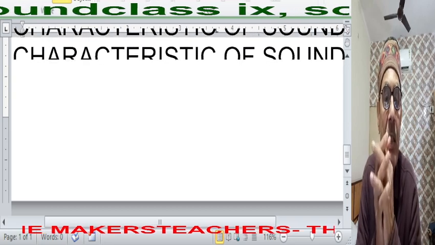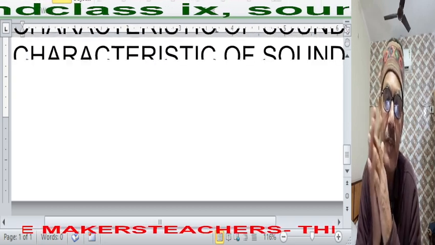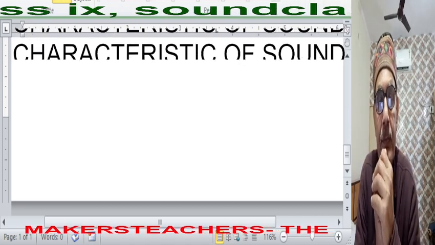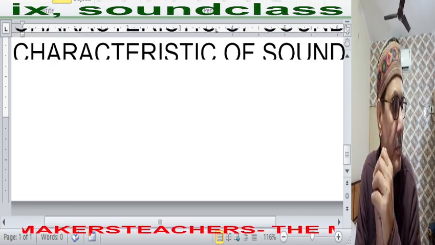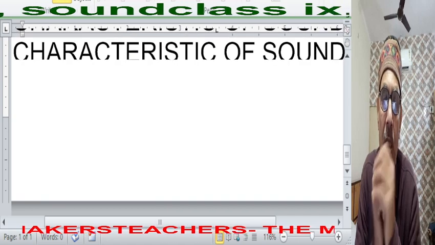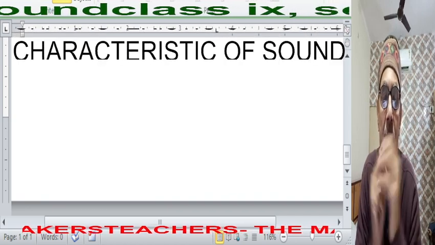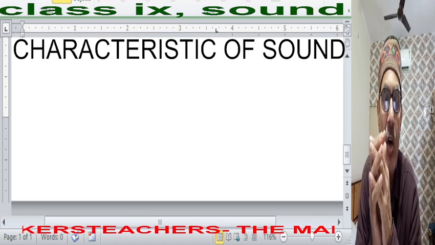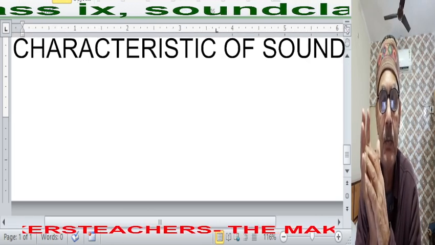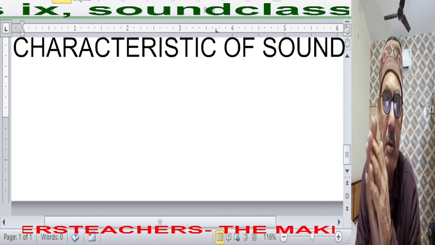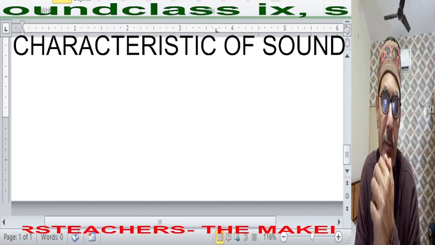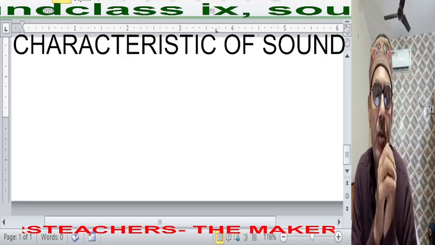आज हम बात करेंगे characteristics of sound. आपने अब तक पढ़ा है what is sound, how is sound produced, propagation of sound needs a material medium for its propagation, and sound waves are longitudinal waves.